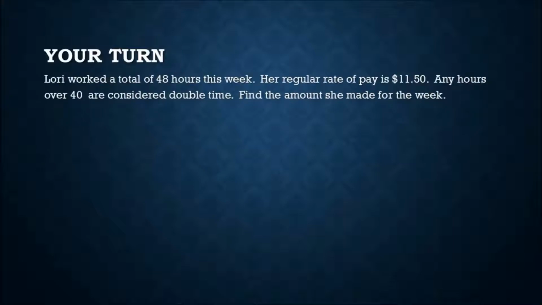Okay, you try one now. Lori worked a total of 48 hours this week. Her regular rate of pay is $11.50. Any hours over 40 are considered double time. Find the amount she made for the week.